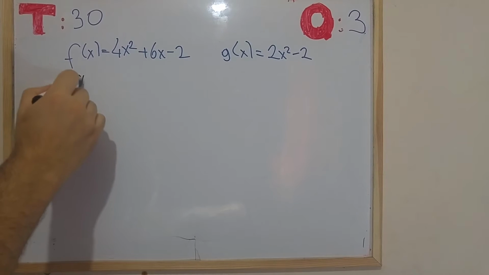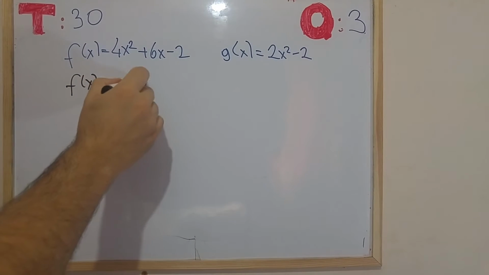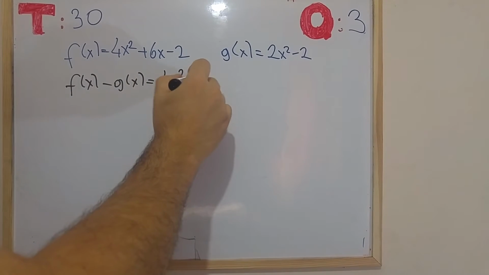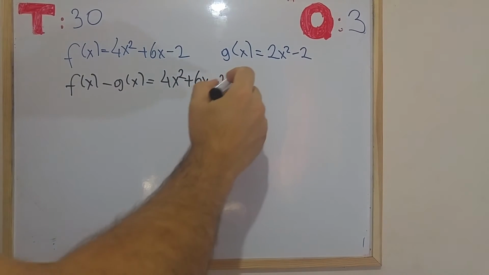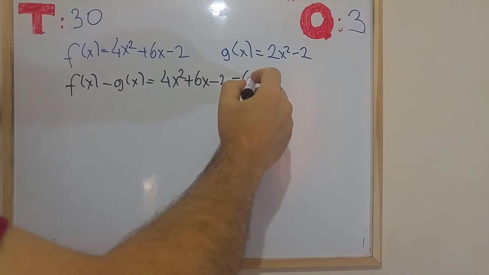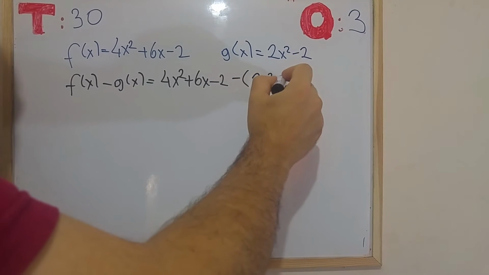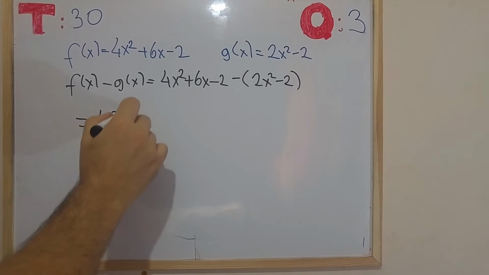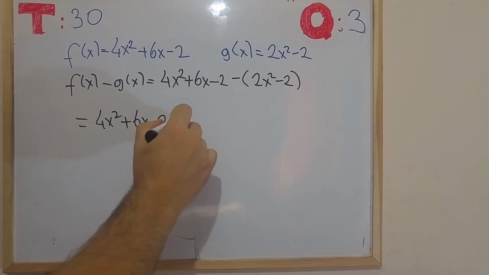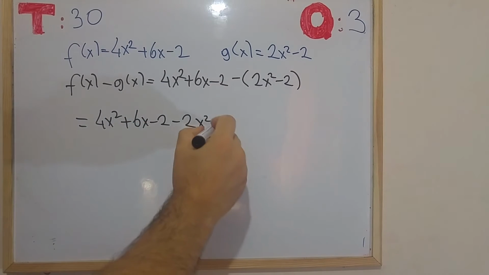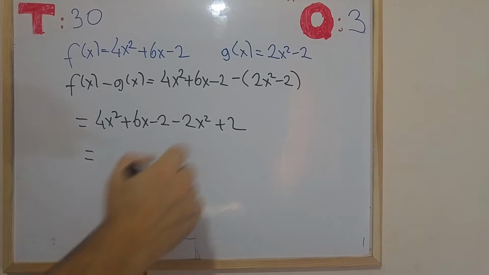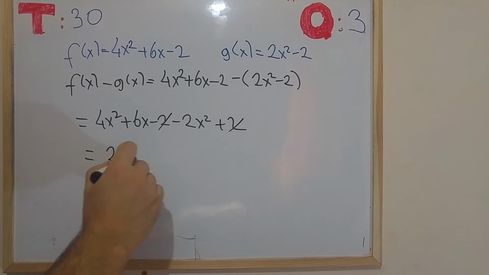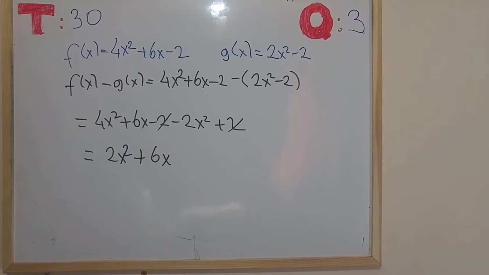Asked f of x minus g of x. Let's do this subtraction. We have 4x squared plus 6x minus 2 as f of x, and g of x is minus 2x squared minus 2, which makes 4x squared plus 6x minus 2 minus, minus 2x squared plus 2, which yields, these 2's are gone, 4x squared minus 2x squared is equal to 2x squared plus 6x is the answer.